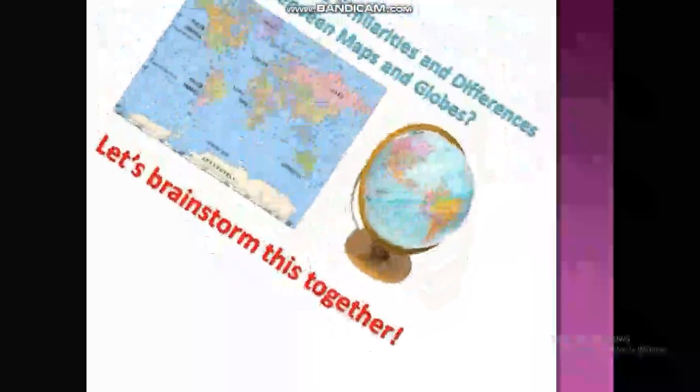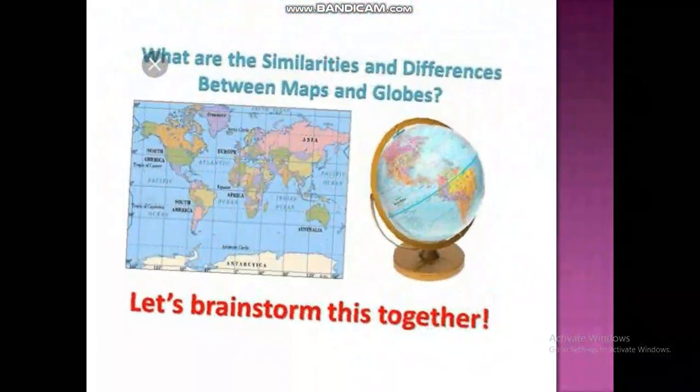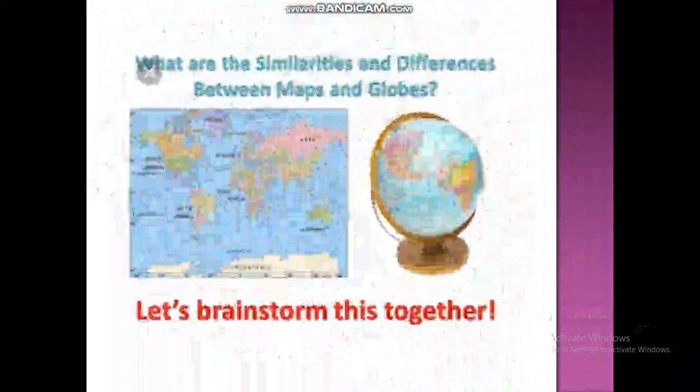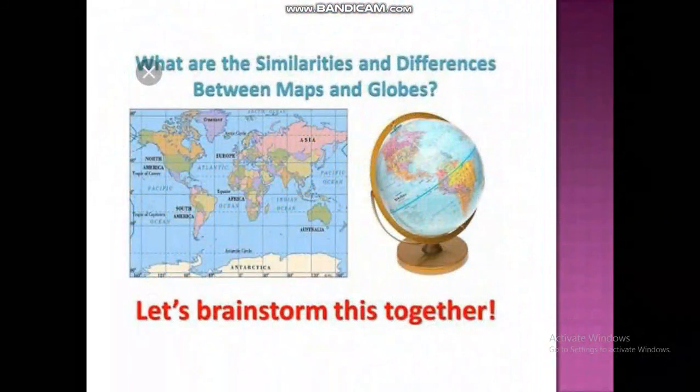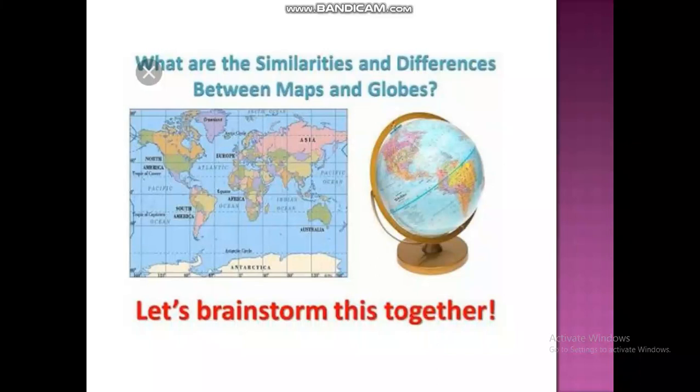Differences between a map and a globe. You have to study these differences thoroughly. A globe is a model of the earth. A map is the representation of the earth's surface. A globe is spherical like the earth. A map is drawn on a flat surface. It is difficult to carry a globe everywhere. A map is handy and can be carried anywhere.